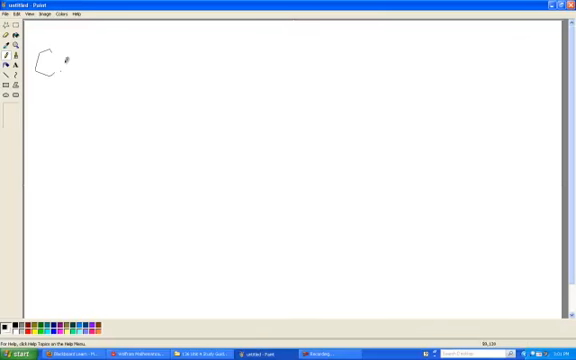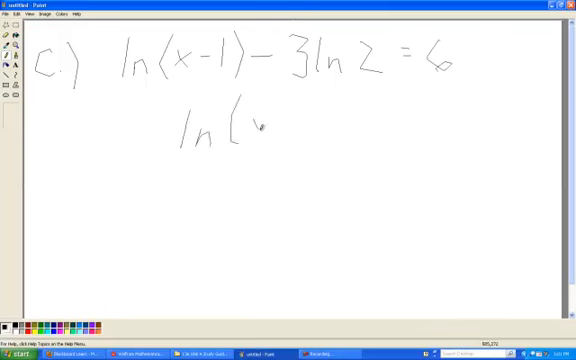For letter C, again, this is similar to the last problem, we have the natural log of x minus 1 minus 3 times the natural log of 2 is equal to 6. Rewriting this in the same strategy as before, we get the natural log of x minus 1 minus the natural log of 2 to the third power is equal to 6. So again, what did I do here? I brought the factor of 3 inside the logarithm as an exponent.